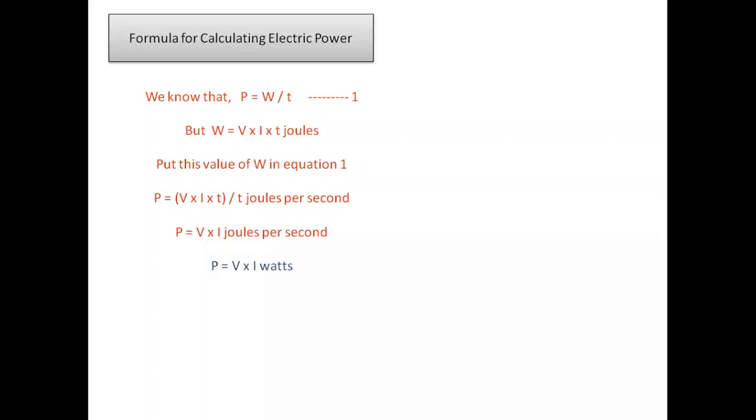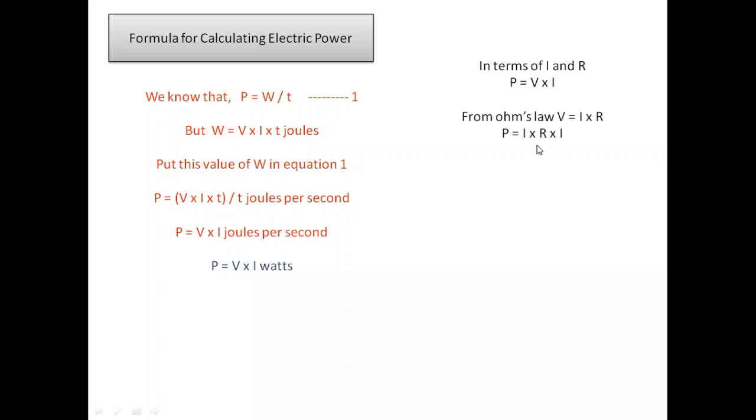Instead of joules per second, we can say watt, because joule per second is equal to watt. So our power is equal to V into I watts. Here V is potential difference in volts and I is current in amperes. So the power in watts can be found by multiplying the potential difference in volts by the current in amperes.